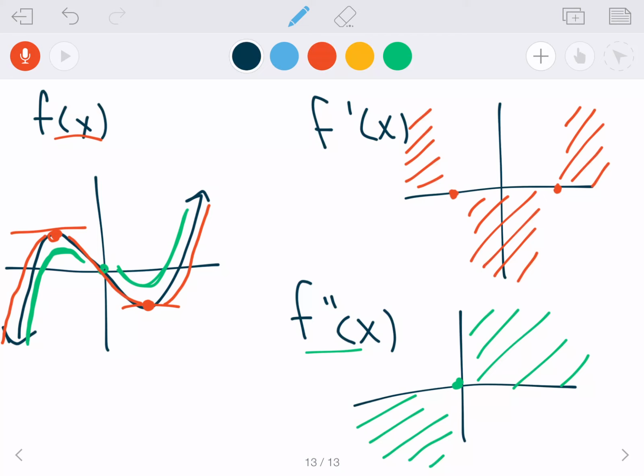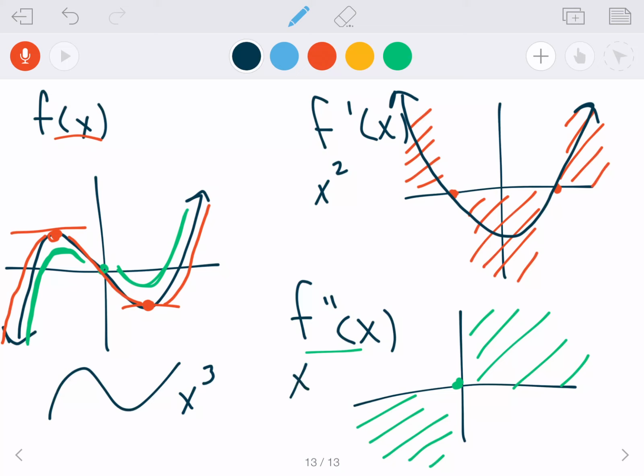If I have any intuition, if I can recognize that this is a cubic graph, then I know that my derivative should be quadratic. And there it is. And likewise, if I take the derivative of a quadratic, I should end up with something linear. And there it is. So this is kind of my process for sketching those derivatives from the original graph.